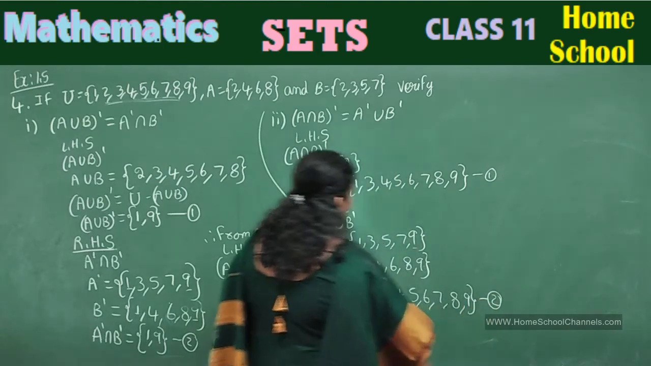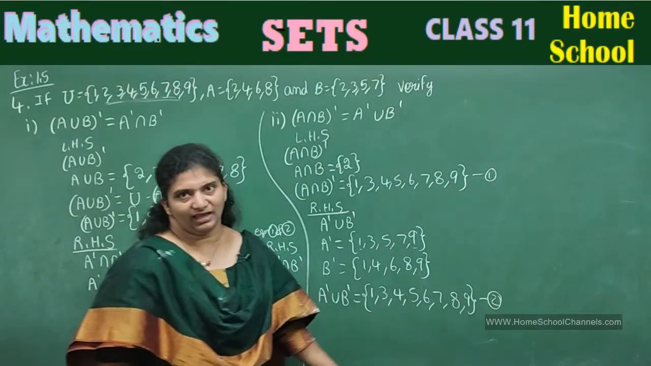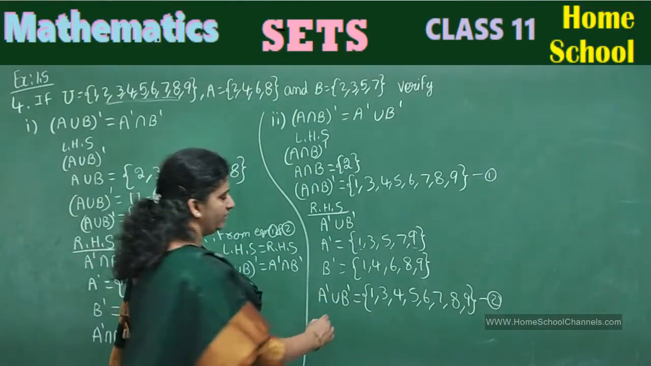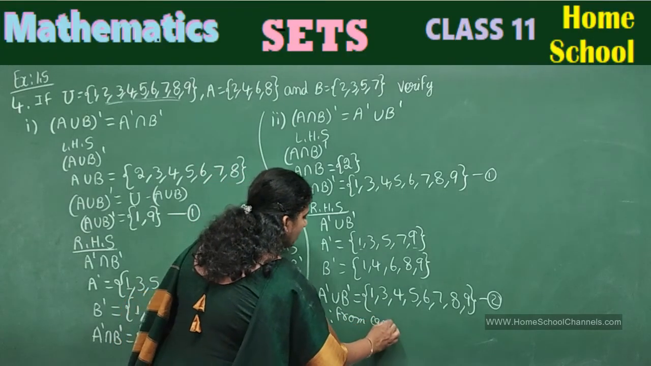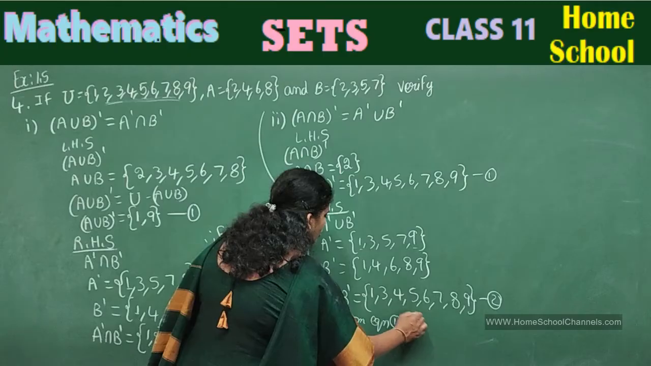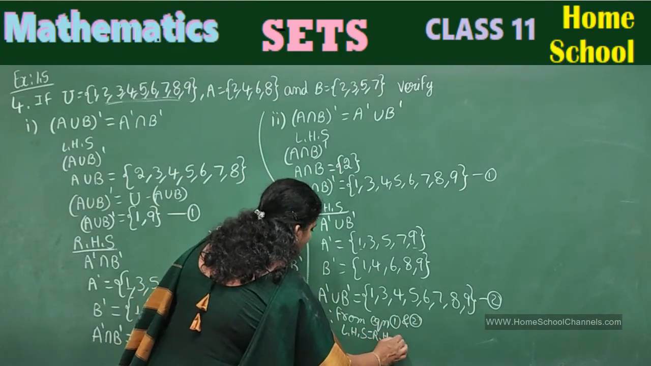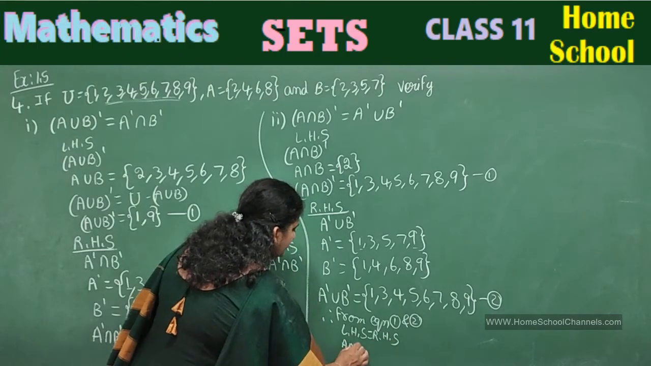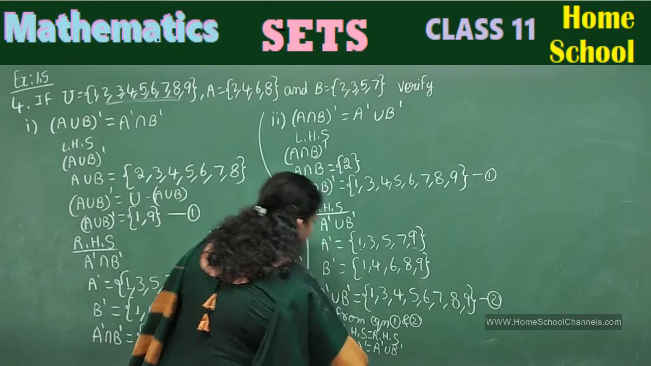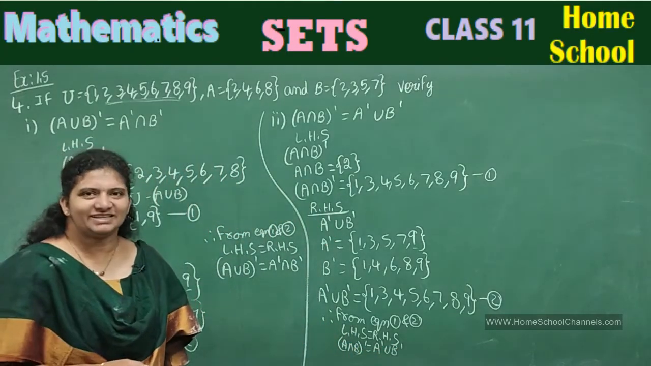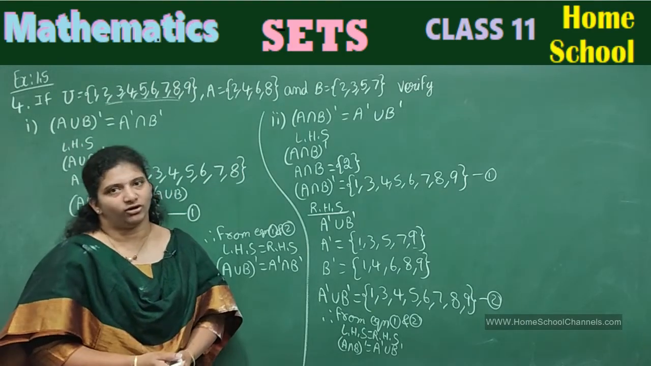Mark this the second equation and observe carefully: 1, 3, 4, 5, 6, 7, 8, 9. Both are equal. Therefore, from equations 1 and 2, LHS is equal to RHS, and A intersection B whole complement is equal to A complement union B complement. Hence, it is verified. Okay, these are the two laws of De Morgan's.